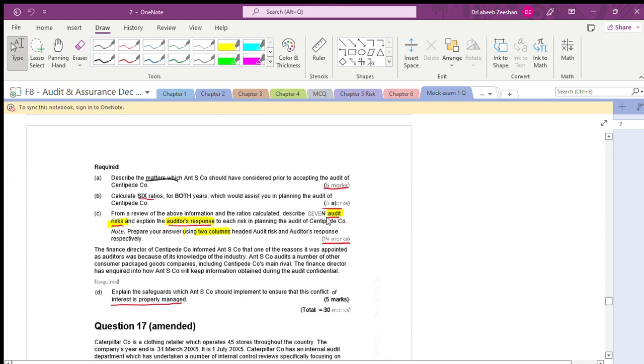They are saying the finance director of Centipede is informed that one of the reasons it was appointed as an auditor was because of its knowledge of the industry, and yes, it audits a number of other consumer packaged goods companies, including Centipede's main rival. Means you are doing the audit for the competitors. The finance director has inquired how the firm will keep information obtained during the audit confidential.